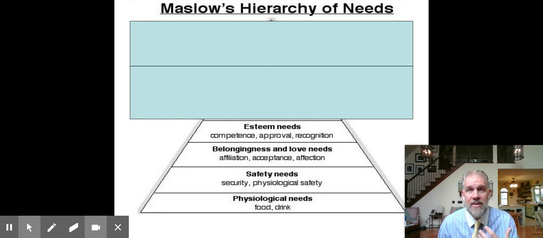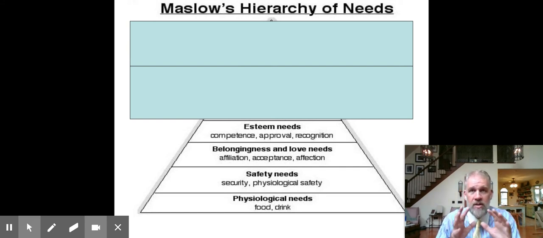So human beings have these desires and needs, and if we can't get those in a positive way, we'll often seek them in a negative way. Just like you can get love in a negative way, you can get recognition and esteem in a negative way. And let's just use joining a club.